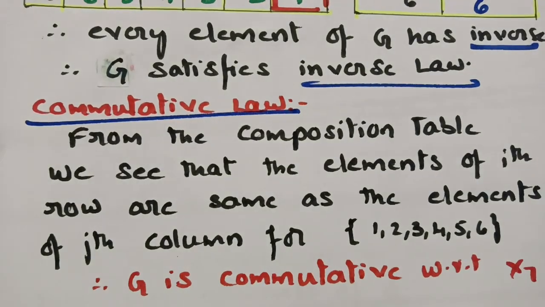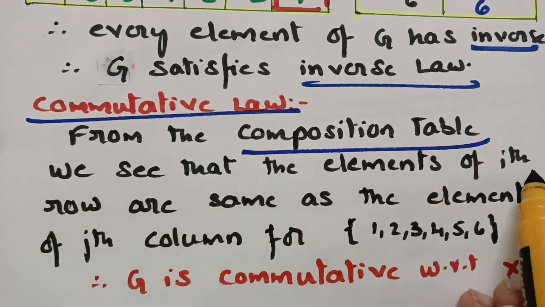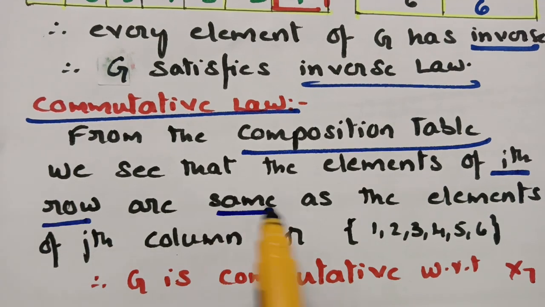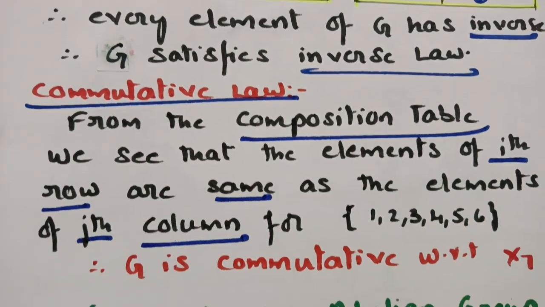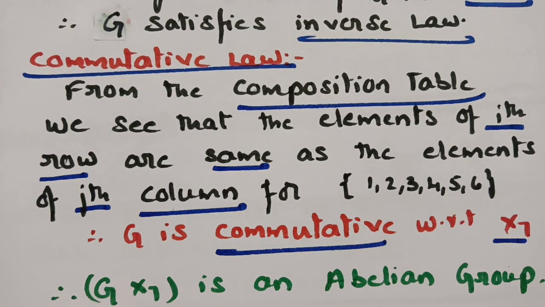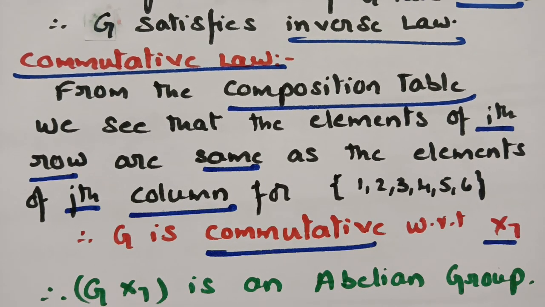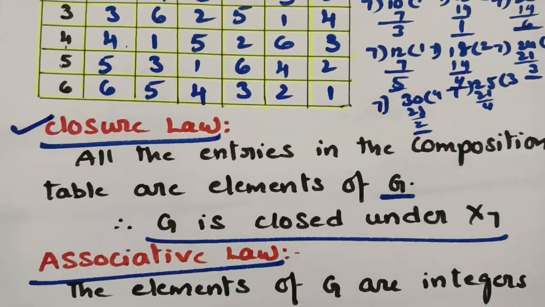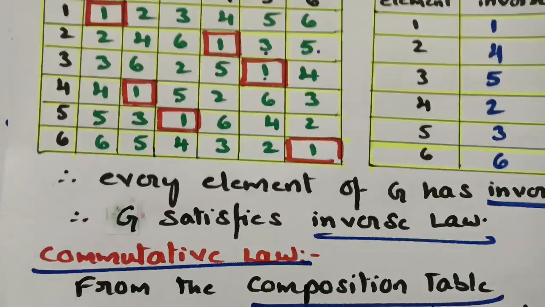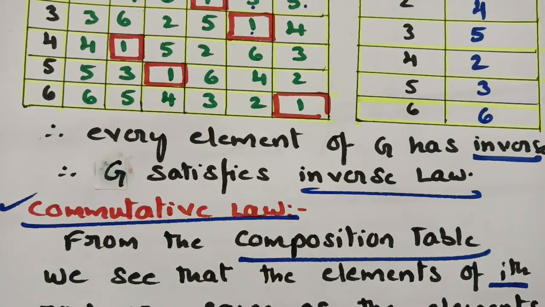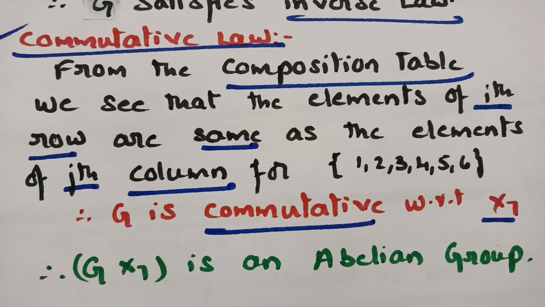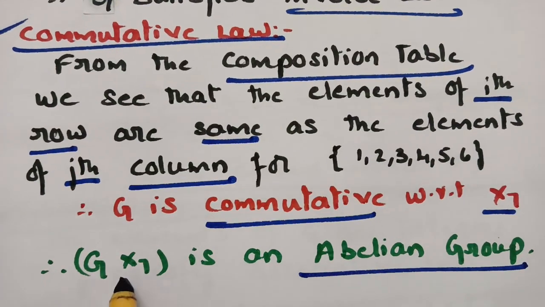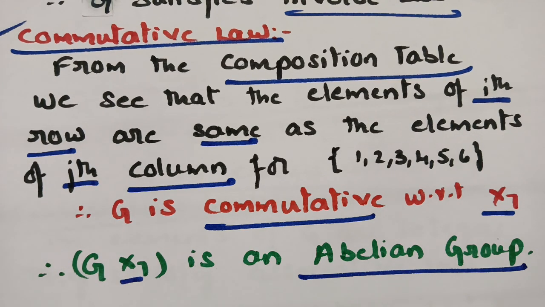If you observe from the composition table, we see that the elements of the ith row are the same as the elements of the jth column. Therefore, we say that G is commutative with respect to multiplication modulo 7. So from all these, the first thing here is the closure law, this one is the associative law, this one is the identity law, this one is the inverse, and this one is the commutative law. If all the properties hold, that is closure, associativity, identity, inverse, and commutative law, we say that G is an abelian group with respect to multiplication modulo 7. So that is how we have to solve.